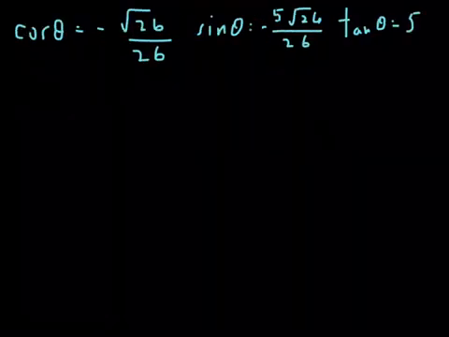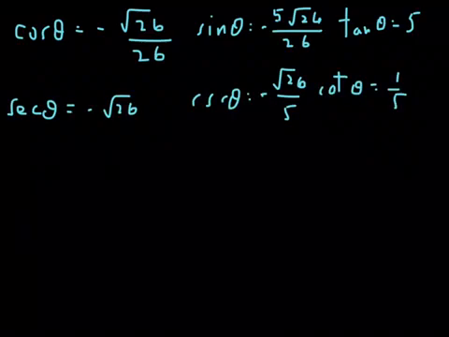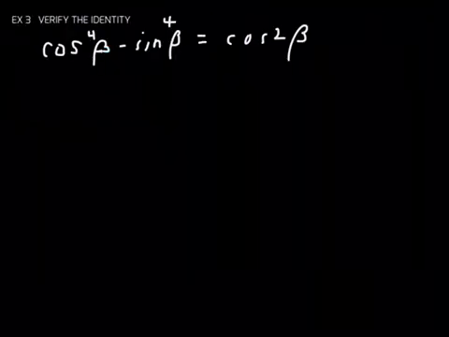Okay, guys, this is what we found so far. The instructions said find the values of all 6 trig functions. We could find the remaining 3 by using reciprocals. That leads us to secant of theta is negative root 26. Cosecant of theta is negative root 26 over 5. And cotangent of theta is 1/5. All right. Good job. Okay, example 3.